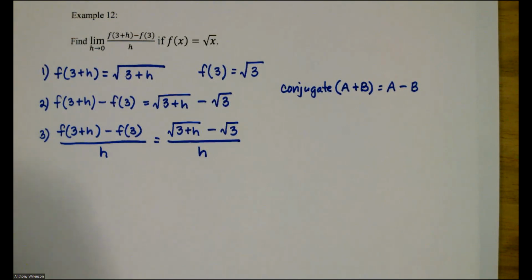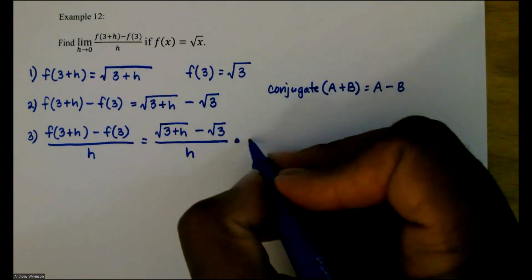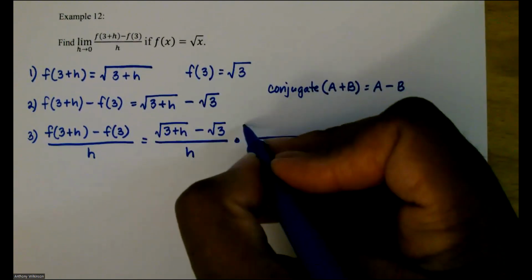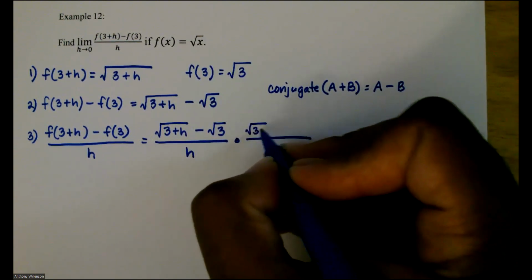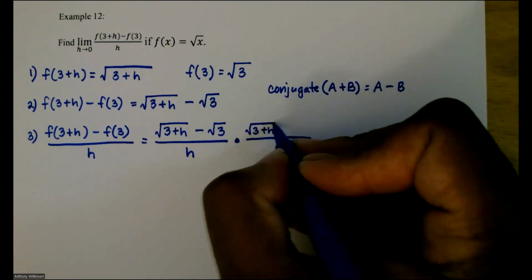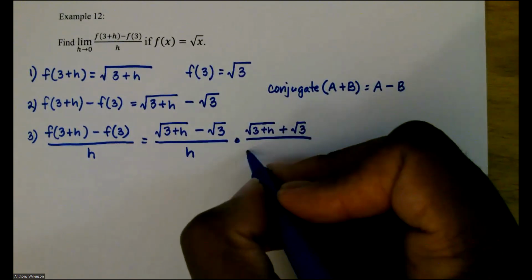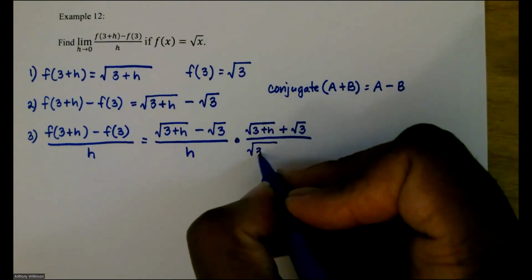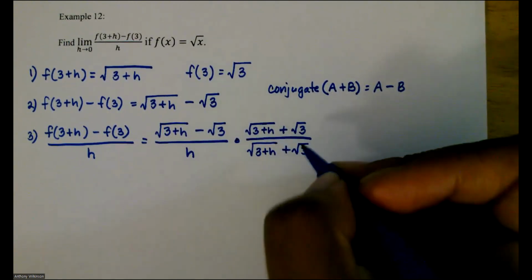So what I'm going to do here is multiply the numerator and the denominator by its conjugate. That's the square root of 3 plus h. This minus sign would change to a plus. I'm going to do the same thing in the denominator, square root of 3 plus h plus square root of 3.